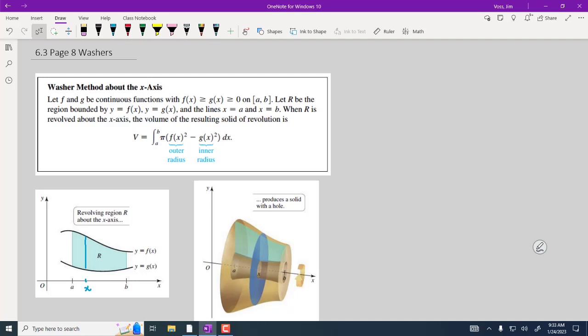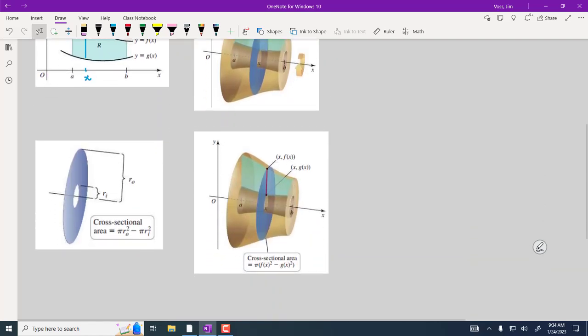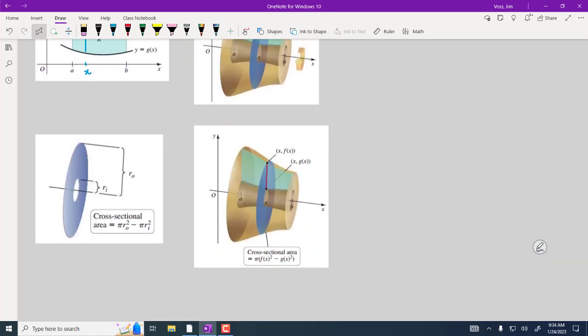Anyone know the mathematical word for a washer? There is a math term that refers to it. The word washer is not a math term. Anyone know? So that is called an annulus. An annulus is the mathematical word for a washer, an annulus. But all these calc books will refer to it as a washer.